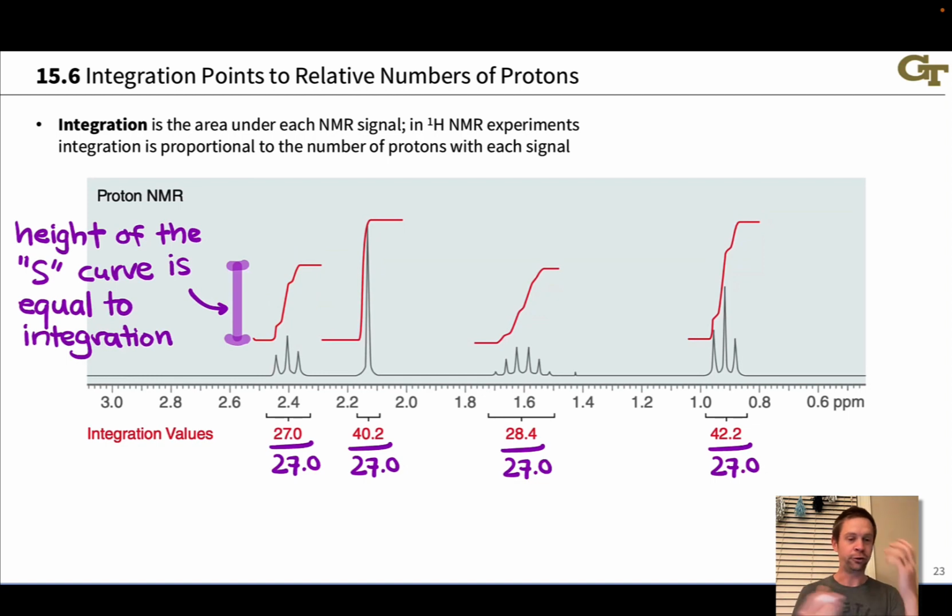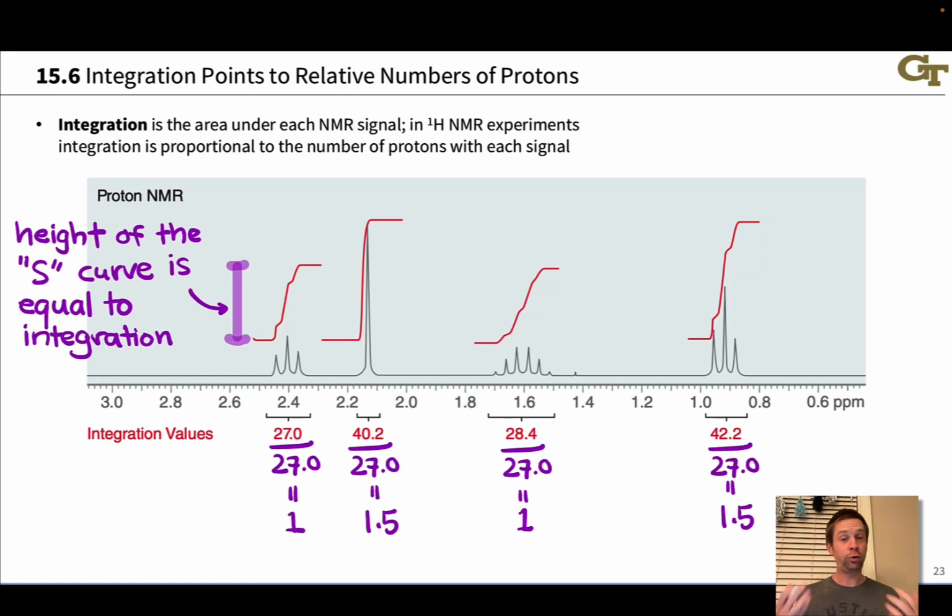So here, for example, the smallest integration on this spectrum is 27, right here. And if we divide all of these integration values by 27, we end up with basically 1 for this most downfield signal, basically 1.5 here. I'm doing a bit of rounding, but we're going to end up going to whole numbers anyway, so this is fine. Pretty much 1 right here, and pretty much 1.5 right here.